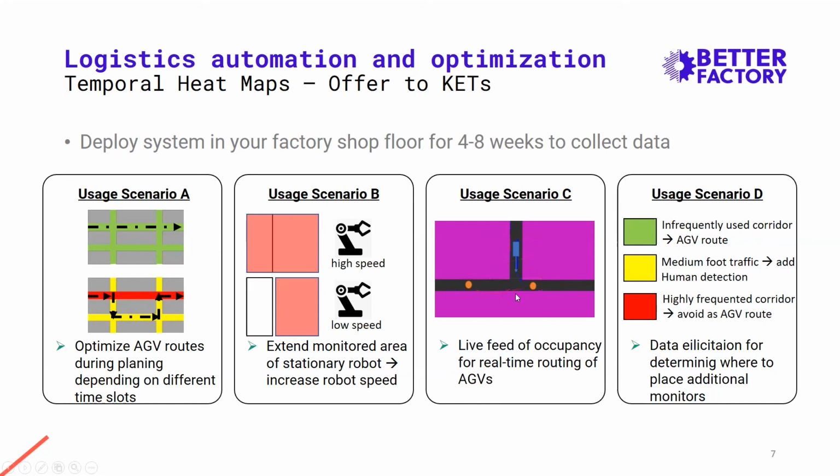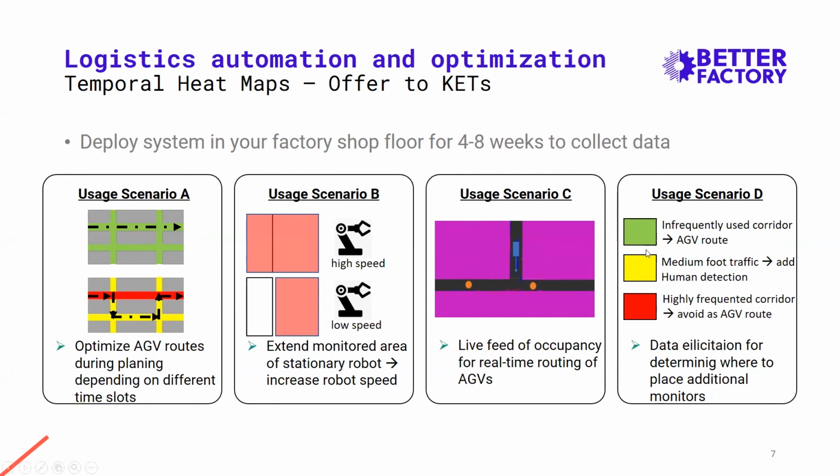Usage scenario C is that you can also use this real-time published information about the heat map, where the humans are, to do some real-time routing of the AGVs. We provide the information, the actual real-time routing has to be implemented by you, but in principle, you could use it. And finally, usage scenario D.